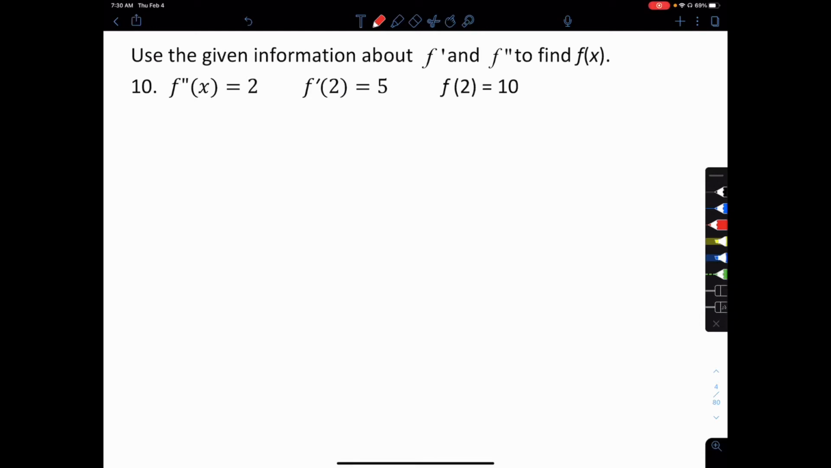AP Calculus AB. This is the second video in the introduction to integrating: finding antiderivatives using the power rule, the antiderivative of 1 over x, and integrating sine and cosine of x.